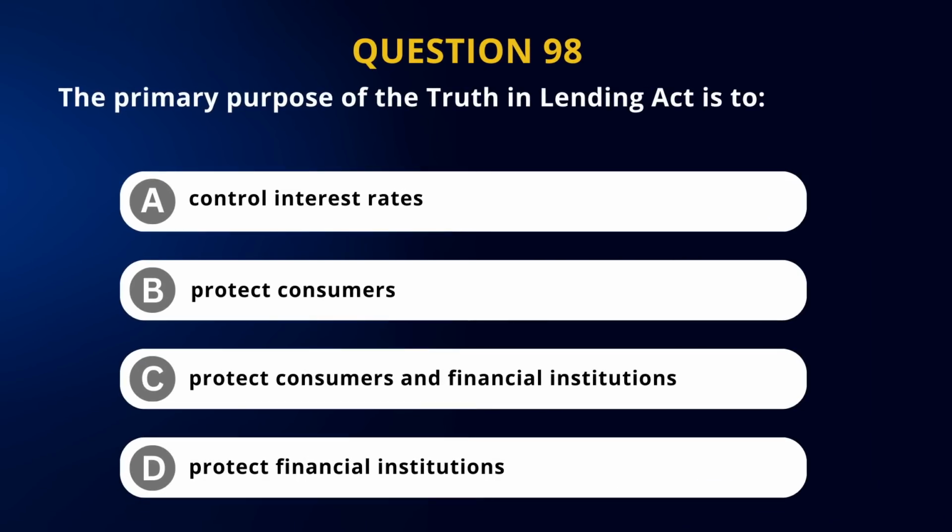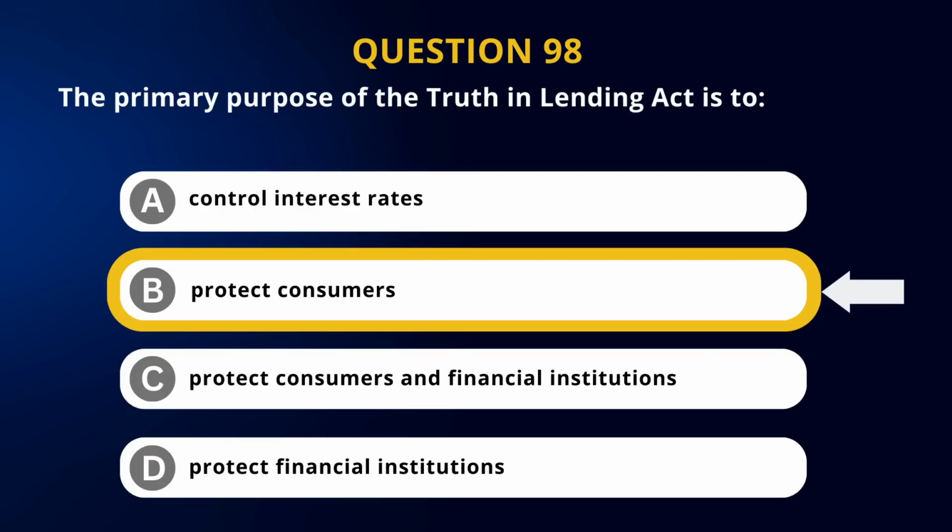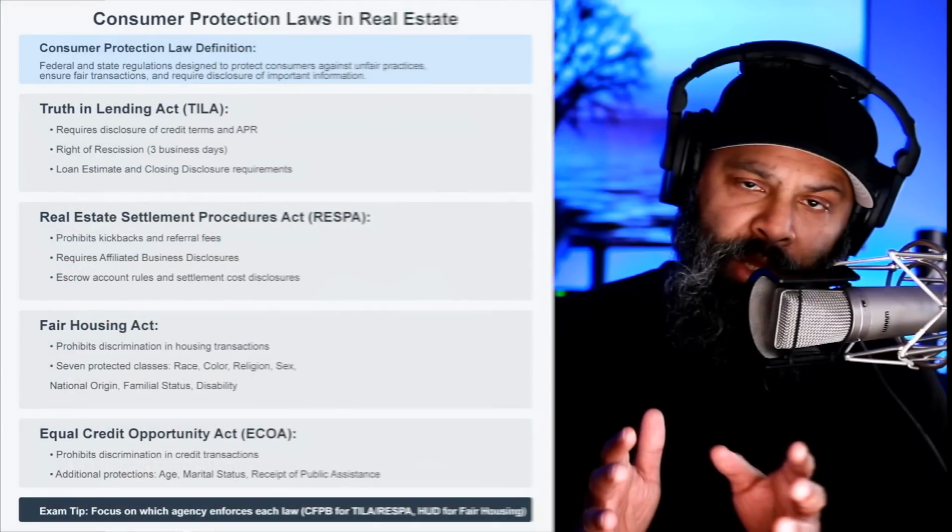Question number 98. The primary purpose of the Truth in Lending Act is to, letter A, control interest rates. Letter B, protect consumers. Letter C, protect consumers and financial institutions. Letter D, protect financial institutions. And the answer? Letter B, the Truth in Lending Act is a consumer protection law.